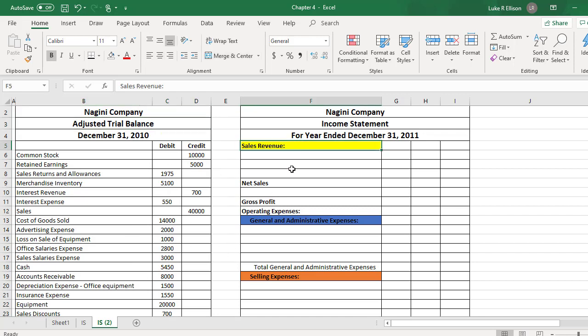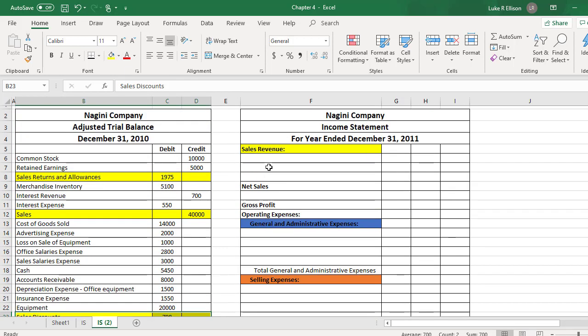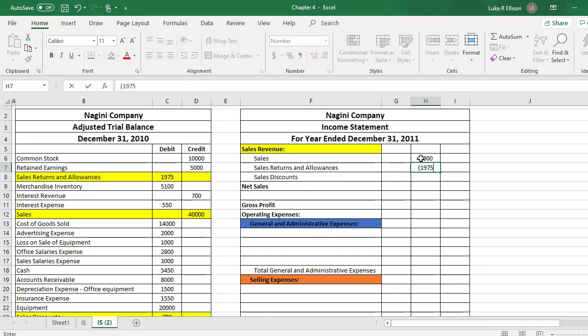Our first section is sales revenue, which is where we're going to list all the accounts related to sales. So if we look at our adjusted trial balance, we see we have the sales account right here. We have all of the returns and allowances related to those sales right here. And a little further down, we have the discounts related to the sales. So we can copy those over into our sales revenue category. And we put the returns and allowances as well as the discounts in parentheses here because they decrease our sales. So we can find the net sales by taking the sales and subtracting the returns and allowances as well as the discounts.